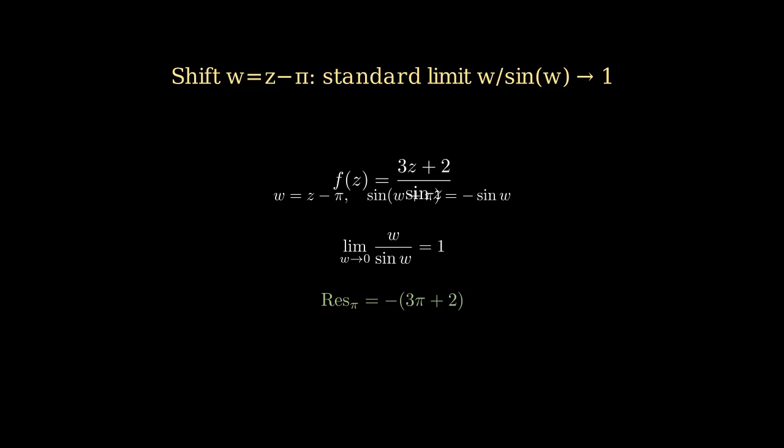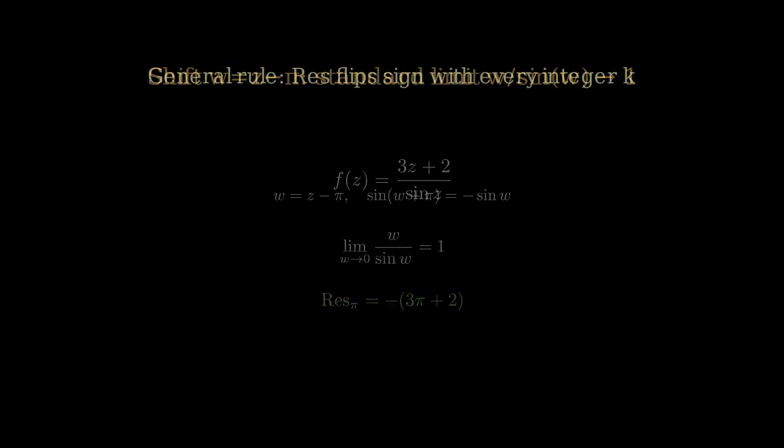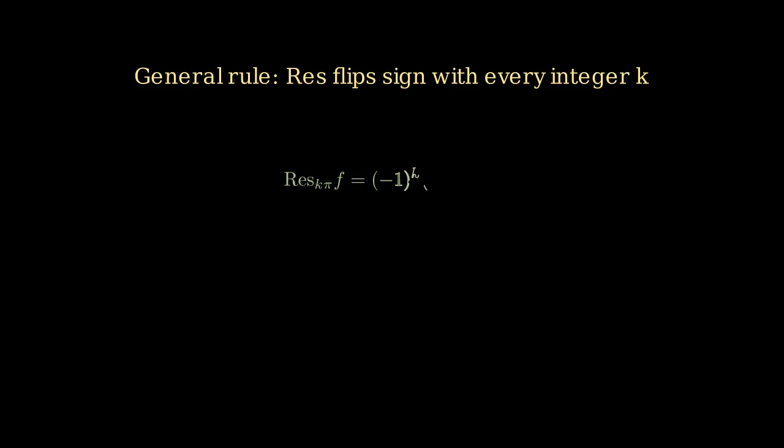Working this through, the residue at z equals pi comes out to negative the quantity 3 pi plus 2. Pattern to recognize: whenever a limit gets stuck on a trig function near a singularity, try shifting to a small local variable. This usually reveals the standard w divided by sine of w shortcut hiding underneath.